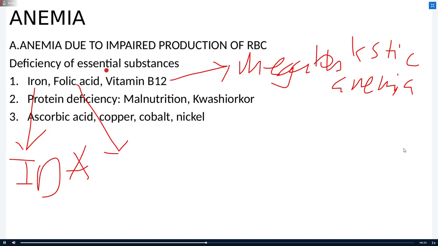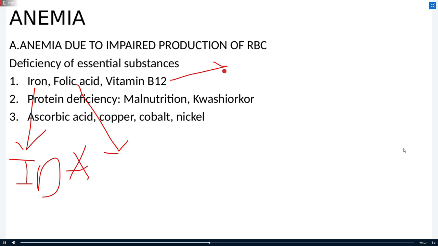Folic acid, folate, ng anemia class. Wait lang. Minsan sabog yung prop niya eh. Megaloblastic.